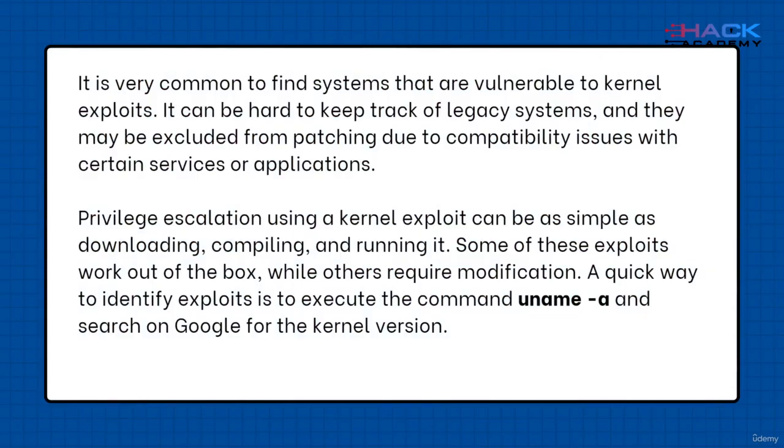It can be hard to keep track of legacy systems, and they may be excluded from patching due to compatibility issues with certain services or applications. Privilege escalation using a kernel exploit can be as simple as downloading, compiling, and running it. Some of these exploits work out of the box, while others require modification. A quick way to identify exploits is to execute the command uname -a and search on Google for the kernel version. In the next lectures of this section, we're going to see how we can do just that.